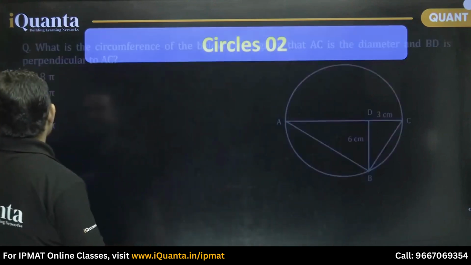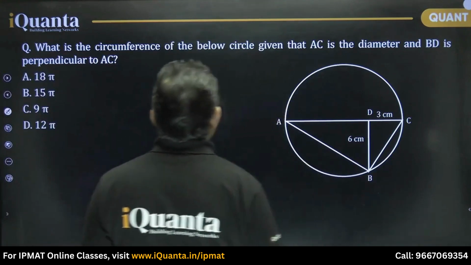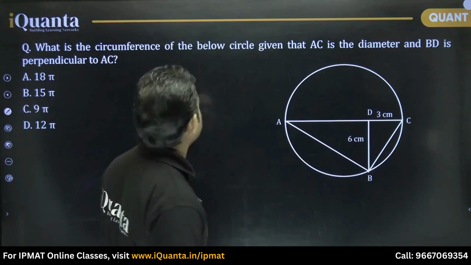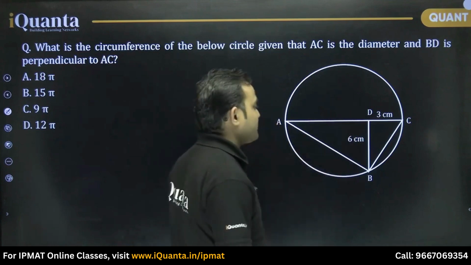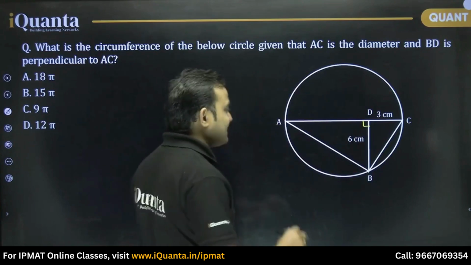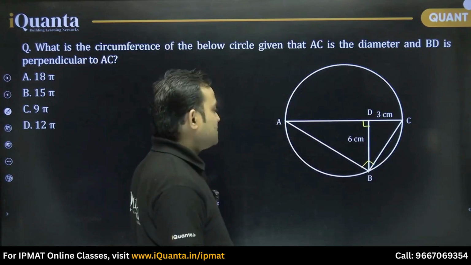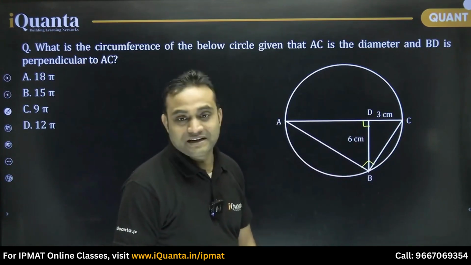And for today's session, our first question is, what is the circumference of the below circle given that AC is the diameter and BD is perpendicular to AC? BD is perpendicular to AC. AC is the diameter. Can we say the angle made by AC on the circumference will also be 90 degrees? So triangle ABC is 90 degrees, right?